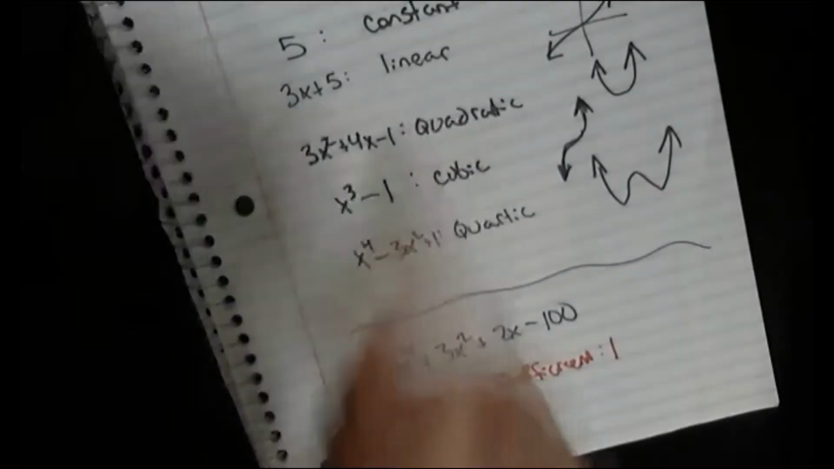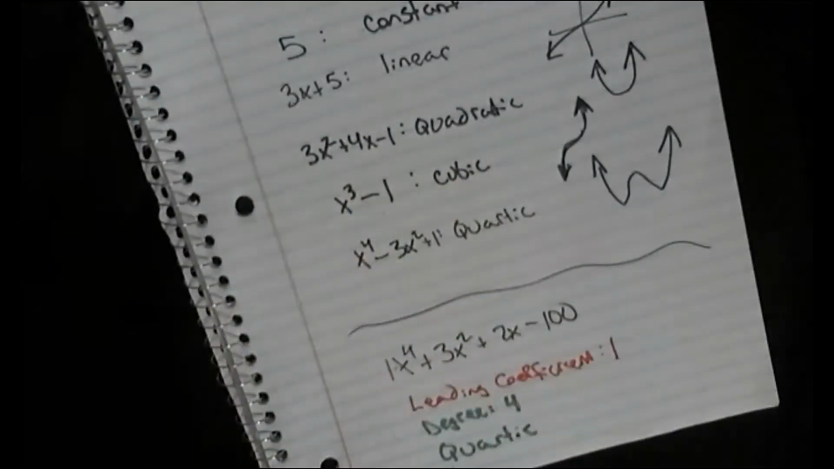So if it was a squared, it'd be a quadratic function. If it was a cubed, it'd be a cubic function. So that's the first couple of things they're going to ask you within this. It's a lot of classifying. So this is kind of a vocabulary heavy lesson.